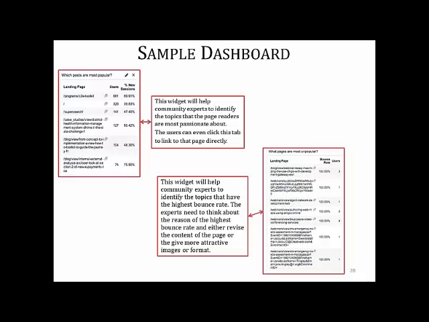The next tab shows which pages are most unpopular, and these show which have the highest bounce rate. So this will tell the community page owners to steer clear of certain topics and certain pages and discussions.